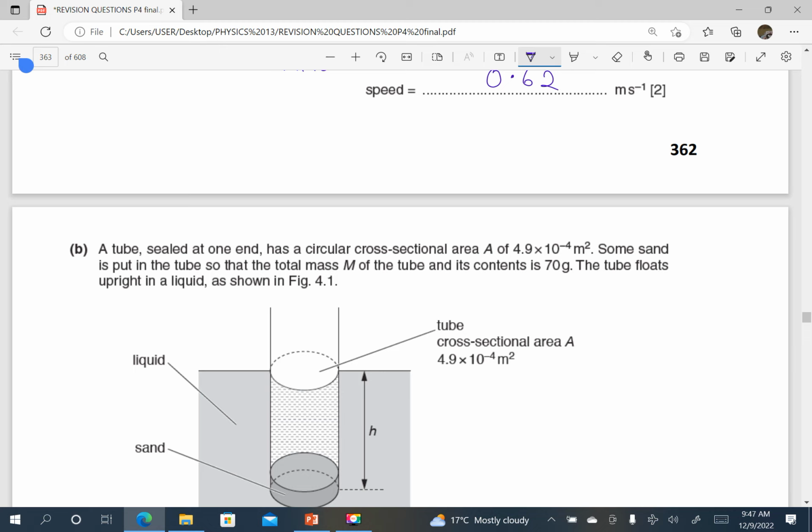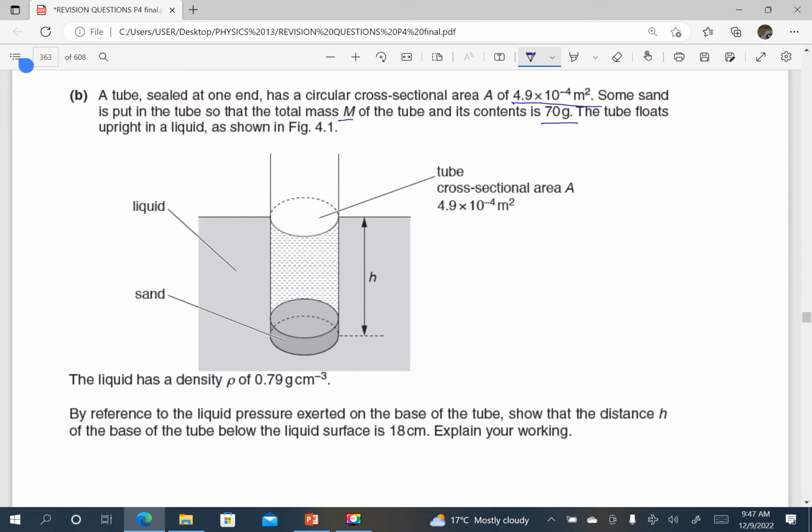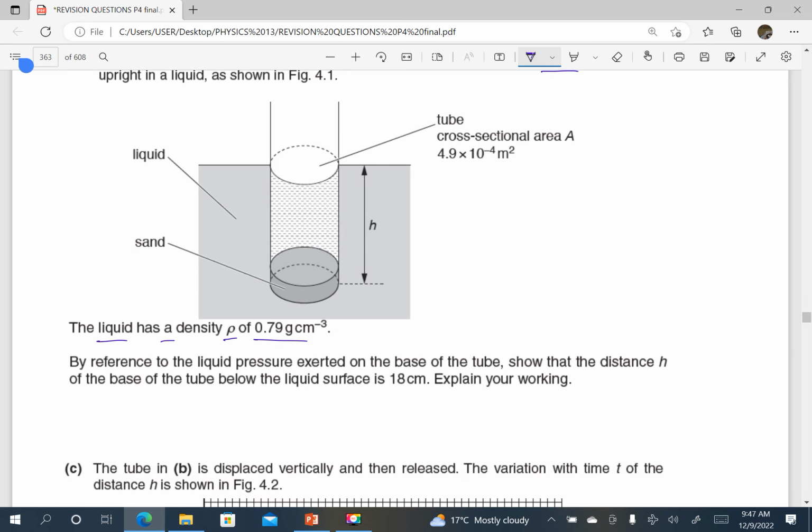A tube sealed at one end has a circular cross-sectional area A of 4.9 times 10 power negative 4 meters squared. Some sand is put in the tube so that the total mass M of the tube and its contents is 70 grams. The tube floats upright in a liquid as shown here. The liquid has density ρ of 0.79 grams per centimeters cubed. Pressure in liquids is H rho G, that is from AS. By reference to the liquid pressure exerted on the base of the tube, show that the distance h of the base of the tube below the liquid surface is 18 centimeters. Explain your working.